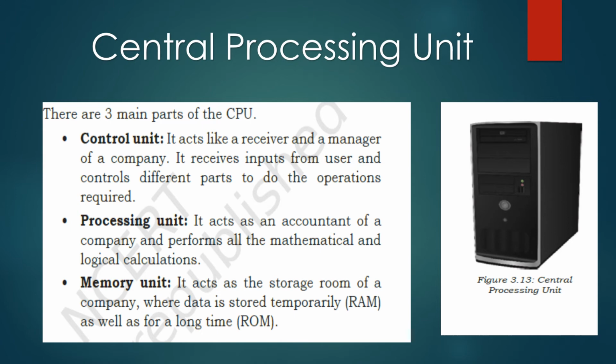There are three parts of the CPU. One is the control unit, another one is the processing unit, third one is the memory unit. Control unit acts like a receiver and a manager of a company. It receives inputs from the user and controls different parts to do the operations required. Processing unit acts as an accountant of a company and performs all the mathematical and logical calculations. Memory unit acts as a storage room of a company where data is stored temporarily as well as for a long time.